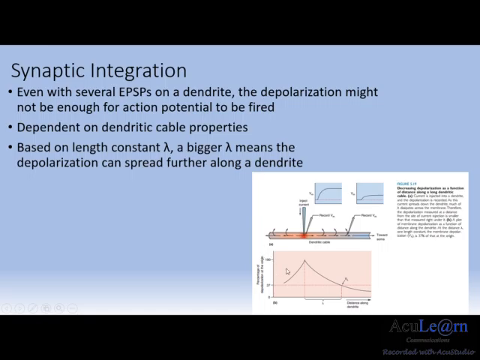An index for determining this is the length constant, which is represented by the symbol lambda. This is defined by how far the depolarization can spread down across a dendrite or an axon. A larger lambda will mean the depolarization can spread further across a dendrite, and a smaller lambda will mean a shorter distance in which depolarization can spread.